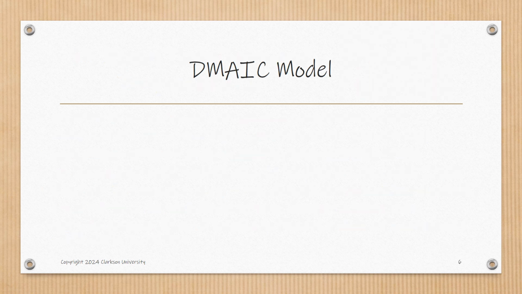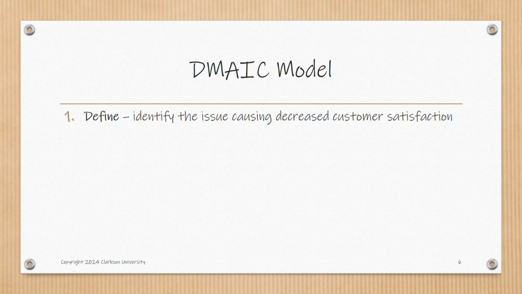Now let's discuss the five phases used to implement Six Sigma on a target process. During the define phase, we identify the issue causing decreased customer satisfaction. In the measure phase, data is collected from the process.